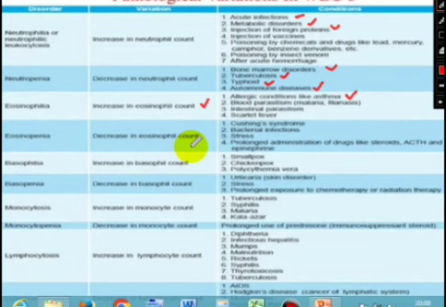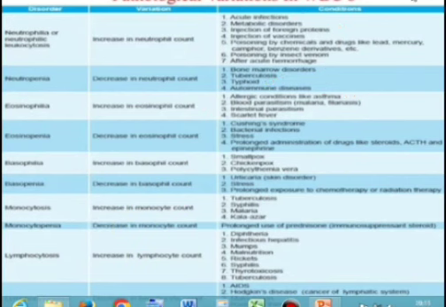Just like that, basophilia is what? Basopenia is what? Okay. Alright, so you go and look at conditions that can cause increase in white blood cell count and those conditions that can lead to decrease in white blood cell count.